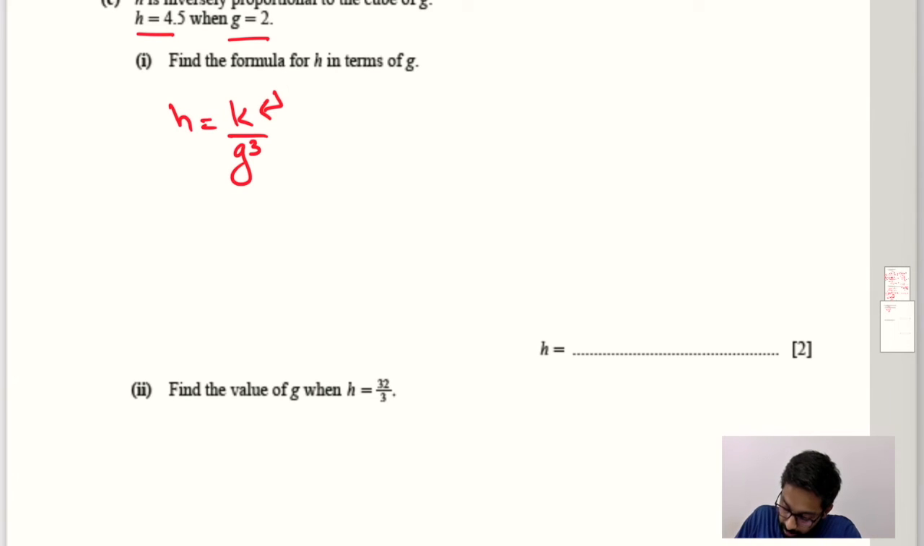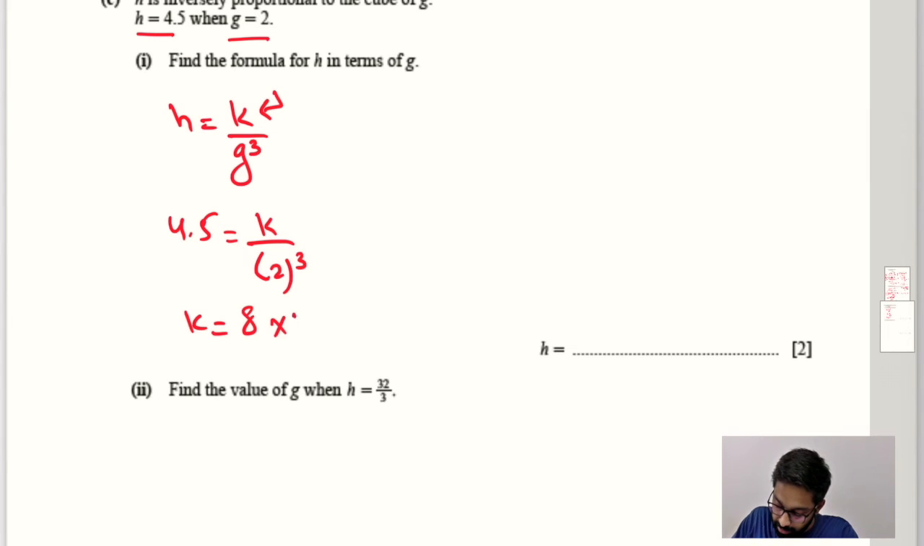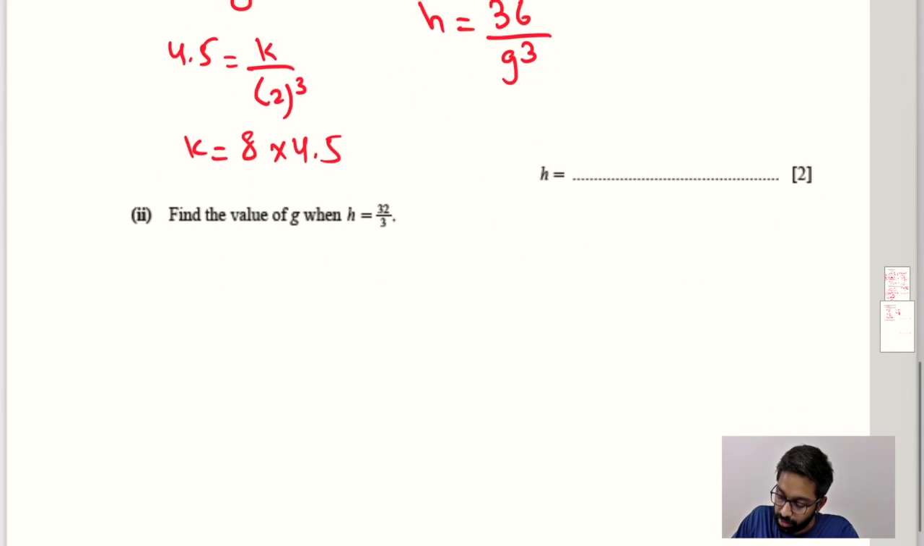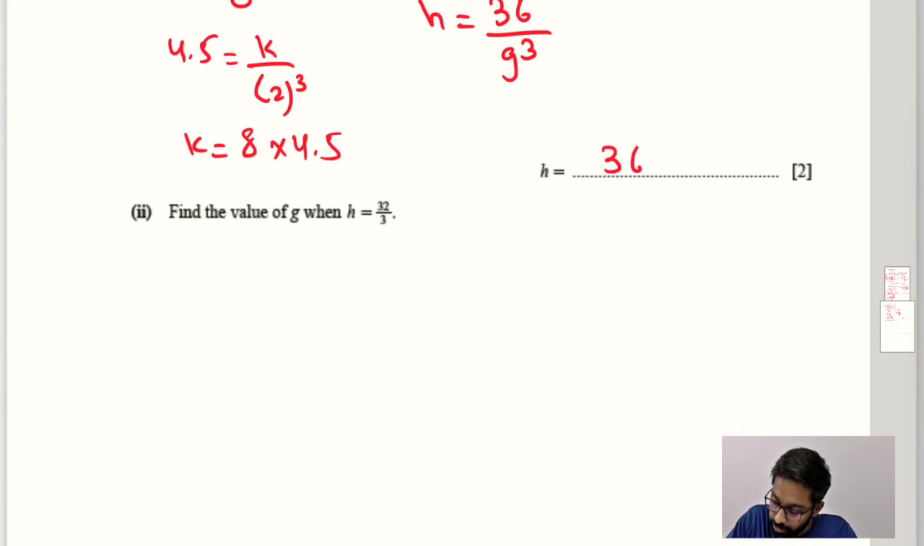When we do that, h is 4.5 equals k over 2 cube. So k would be 2 cube, which is 8, times 4.5. K comes out to be 36. So the formula is h equals 36 over g cubed. I write that here. h equals 36 over g cubed.